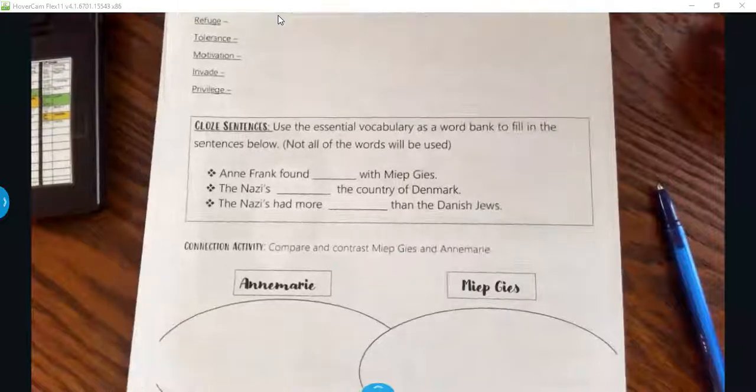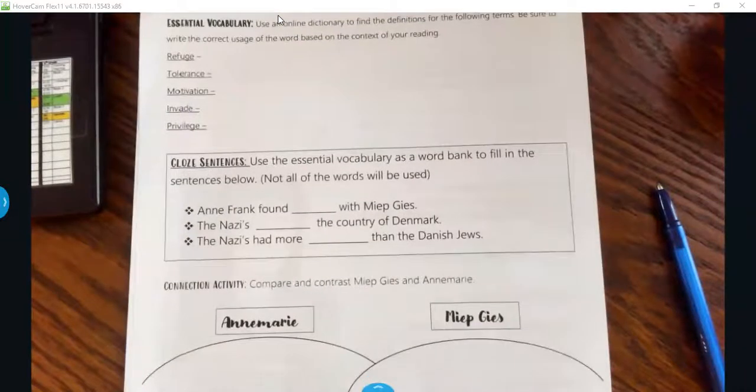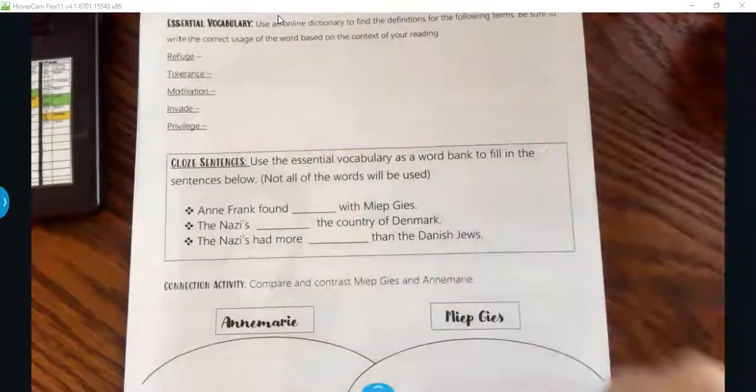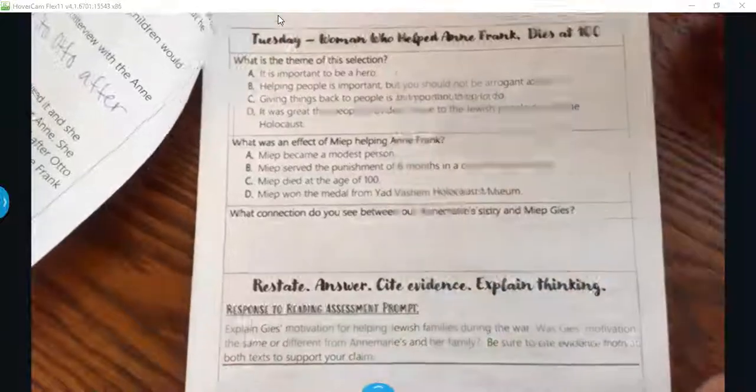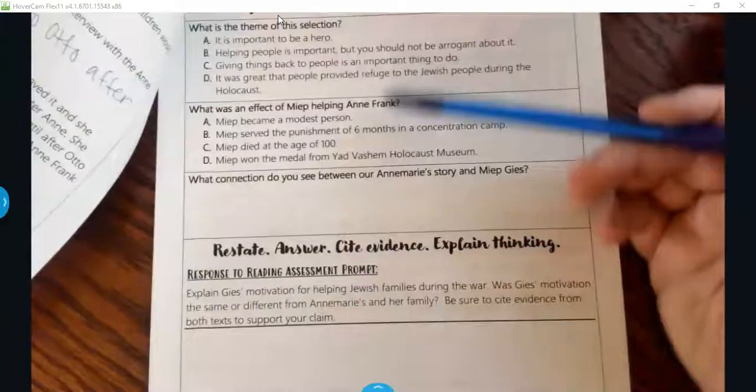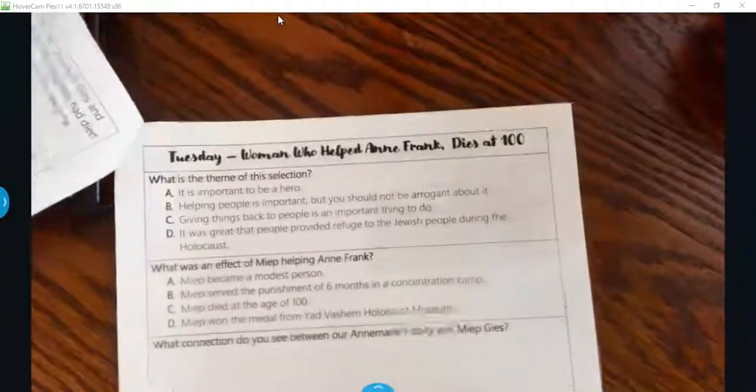The other thing I want you guys to do before you go to small groups, either today or Monday or Thursday, make sure that you are filling out this front page and filling out your Venn diagram comparing Anne Marie and Miep Gies. There are also some questions that attach to this close read, and make sure that you're going over those in small group with your teachers.